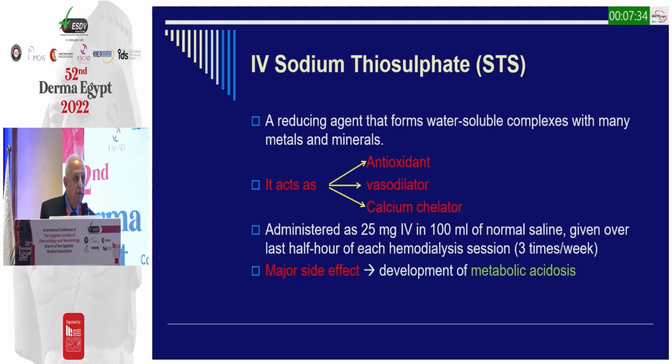A new treatment of calciphylaxis is intravenous sodium thiosulfate. It is a reducing agent. It acts as an antioxidant, vasodilator, and a calcium chelator. It is administered as 25 grams intravenously in 100 milliliters of normal saline, given over half an hour for each dialysis patient 3 times per week, but it has a major side effect, which is the development of metabolic acidosis.